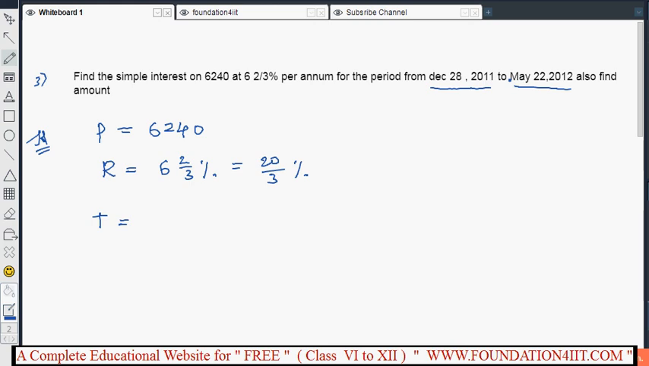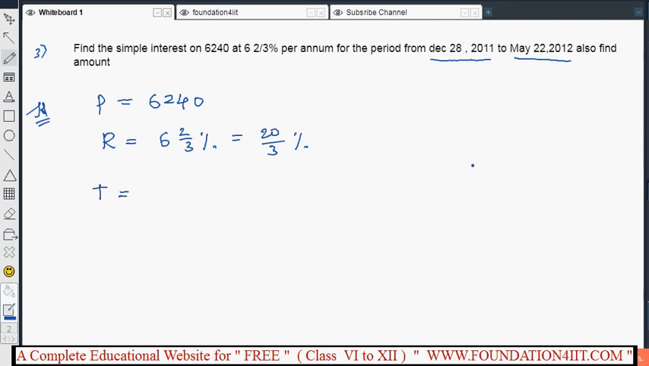We have noticed that the starting date we should not count. So we'll see the time first. Time from December to next year May, that means December, January 2012, February, March, April and May. You notice here December 28 onwards, that means 28 we should not count. The remaining are 29, 30, 31, so that is only 3 days. The 28th December should not be counted because on the day we borrowed we should not count, but the day we repay we can count, as you've seen in the rules of simple interest.